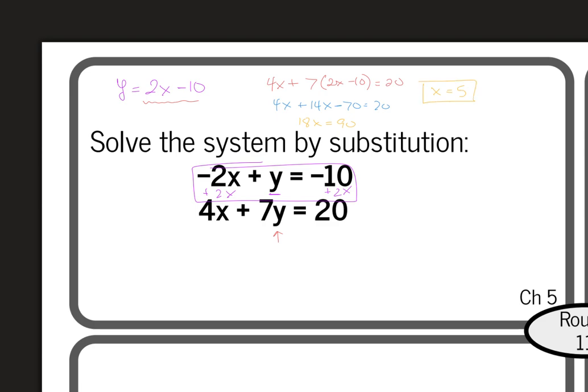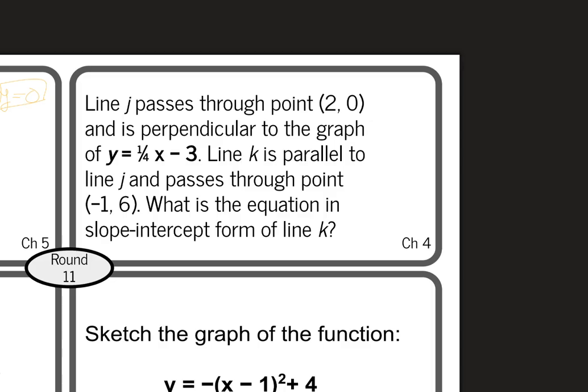I can take that 5 and plug it in here if I want, or I can plug it in here if I want. I'm going to plug it in here because I already have y by itself. So y equals 2 times 5 minus 10. That's y equals 10 minus 10, so y equals 0. Line J passes through point (2, 0) and is perpendicular to the graph of that thing. So I'm going to kind of do some underlining. This is that.